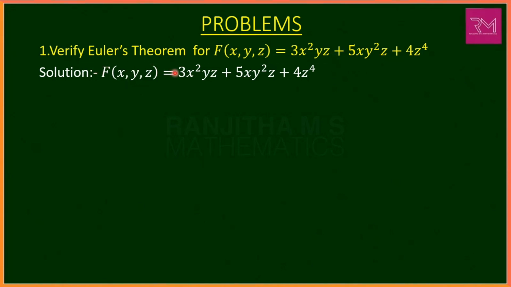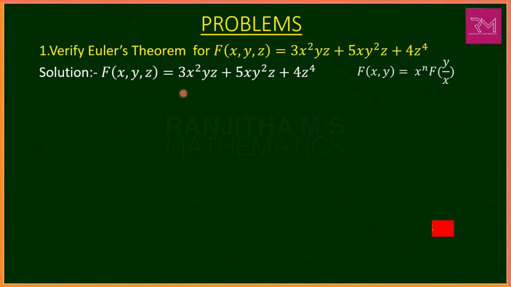To verify Euler's theorem, the first step is to find whether the given function is a homogeneous function or not. We know that a homogeneous function is defined by f(x, y) is x to the power n into f(y/x). That is, a homogeneous function is of the form x to the power n into f(y/x). Here we have to see if we can reduce this to that form. Here 3x squared yz plus 5xy squared z plus 4z to the power 4.